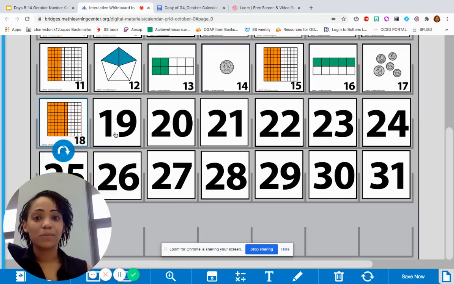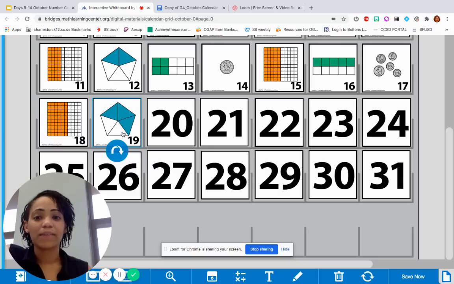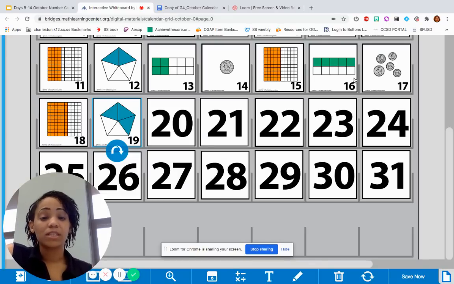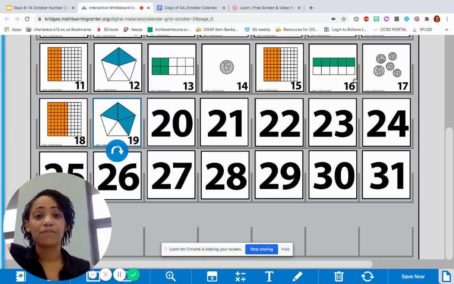And today's date, which is the 19th. What do you think? Another shape. And yes, this time it's the pentagon, but we have another one colored in. So let's talk about these more in depth so that we can fill out our observation chart.